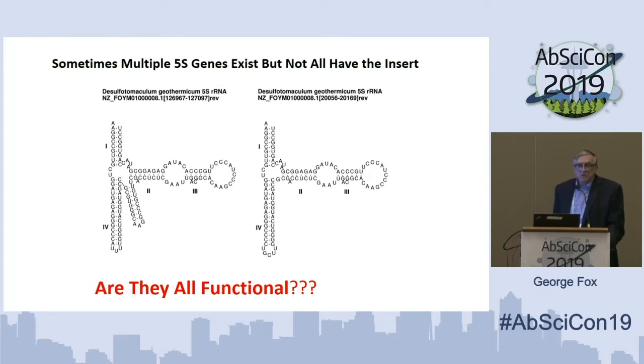And one of the more interesting ones is an organism which has 6 copies of the 5S RNA gene, 3 with the insertion and 3 without the insertion. Now, if you only have 1 copy of the 5S RNA, we assume it's functional. If you have 6 copies of the identical 5S RNA, it's probably also still functional. But if there's only 1 copy, we're pretty confident it's going to be functional because 5S RNA is kind of important in most organisms. Anton will disagree with that in a bit. Okay, so sometimes multiple genes exist, but not all have the insert.